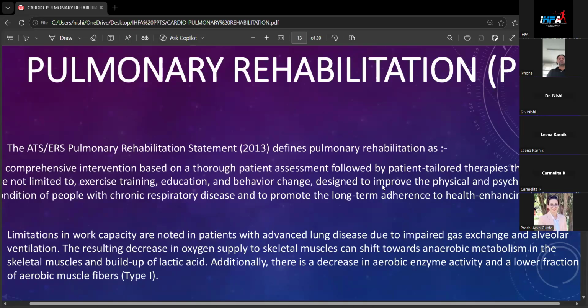We discussed all the cardiac conditions. We've discussed the components of cardiac rehabilitation. We discussed the 4 phases of cardiac rehabilitation and which patients will come into the picture and which patients will benefit.